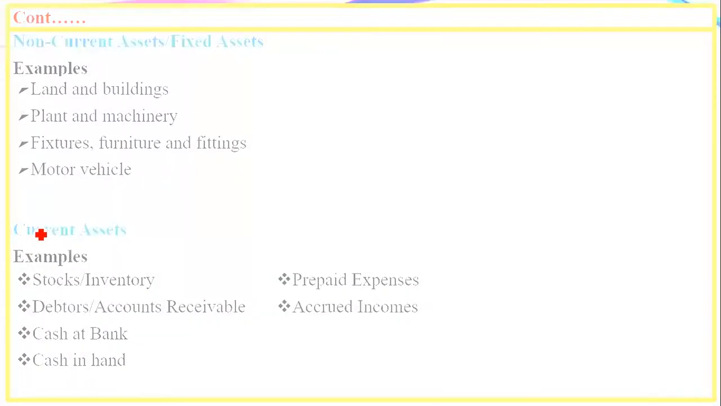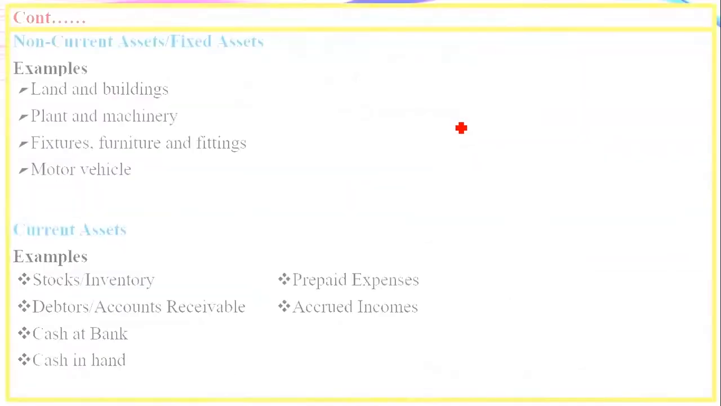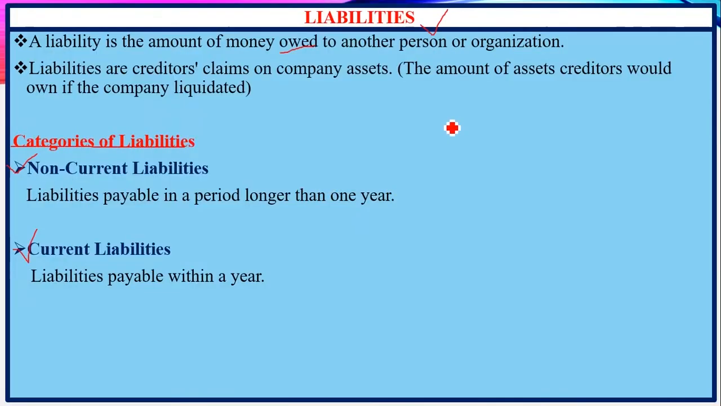So again, if I take you back to the bookkeeping equation, we have liabilities as non-current liabilities and we also have current liabilities. Under that, non-current liabilities are those liabilities payable in a period longer than 1 year. If you take a loan that is payable in 2 years, 3 years, 10 years, 20 years, those loans are non-current liabilities. Then we have current liabilities, liabilities payable within a year.